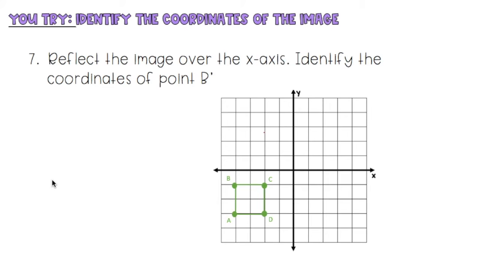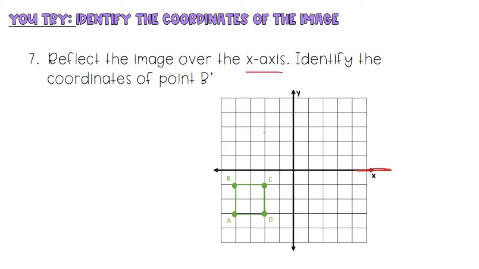Identify the coordinates of the image. Reflect the image over the x-axis. Identify the coordinates of point B. So in my directions, I can tell that we are going to flip it over the x-axis. This is the line that we're flipping it over. And I'm just going to slowly start to move all of my points on the other side of this line.